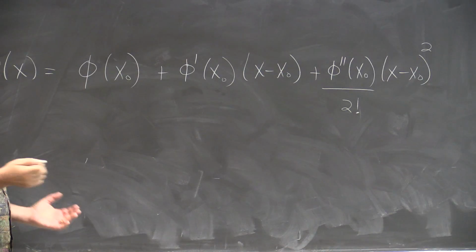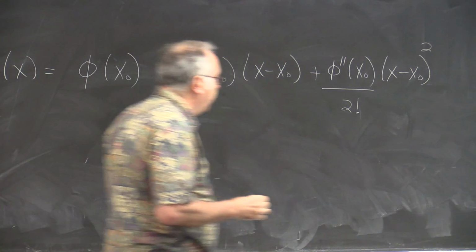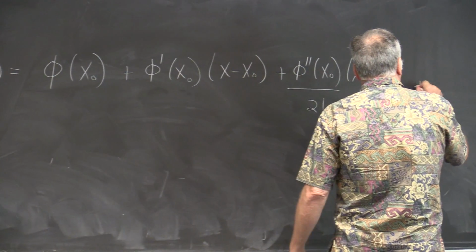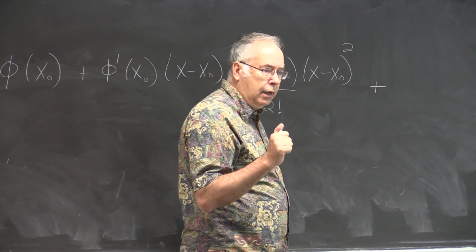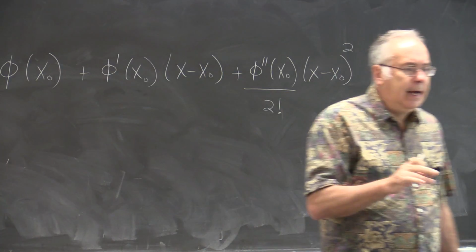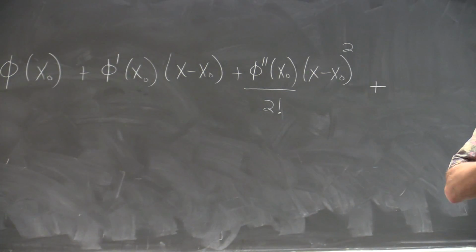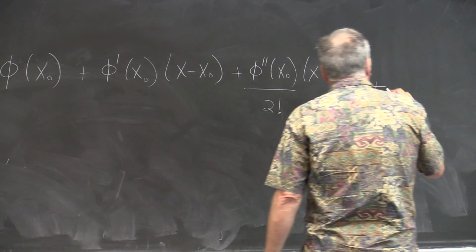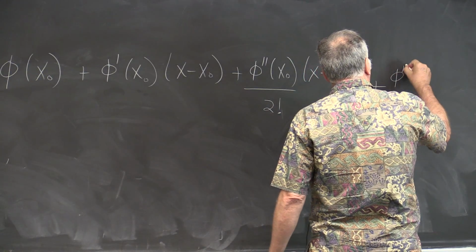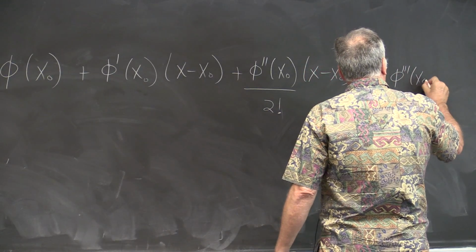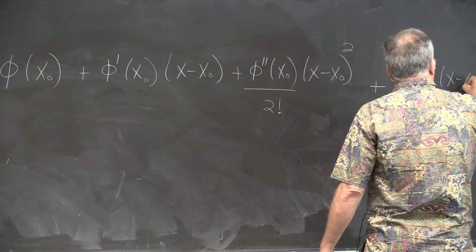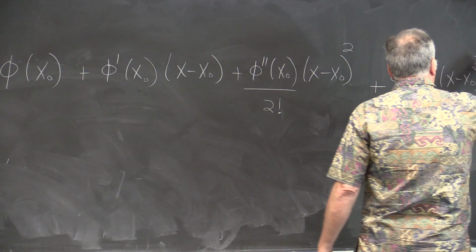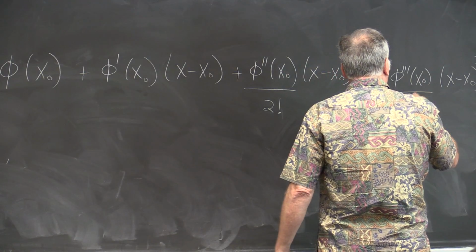Plus, what would be the next term? Let's just do one more. What would be the third term in the Taylor series? Phi to the third, at x of 0. Let me write that as just phi triple prime, times x minus x of 0 to the third, over 3 factorial.